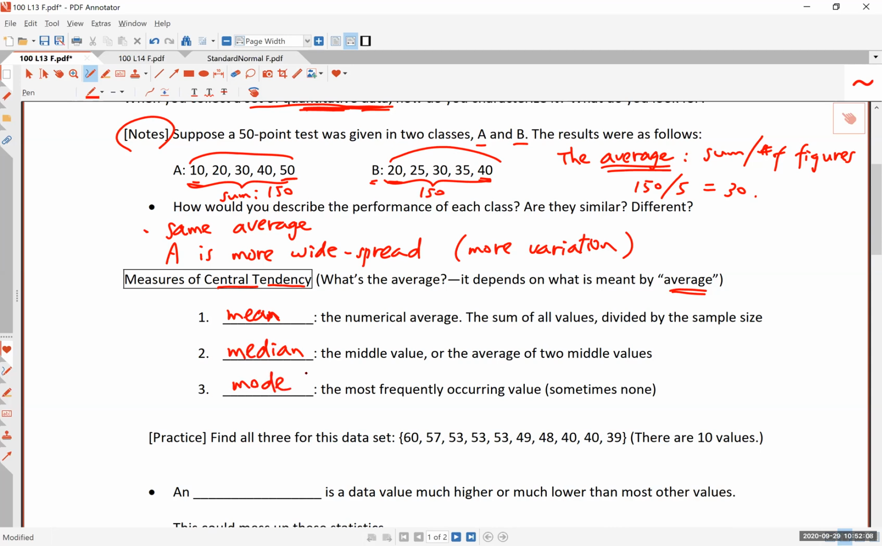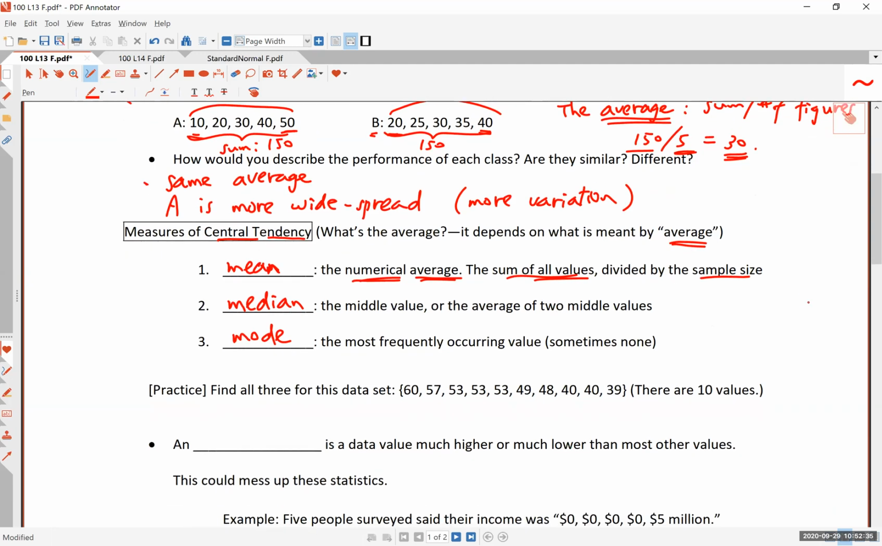If you haven't, that's okay. The mean is what we normally call the average, the numerical average. You add up all the numbers, the sum of all the values, and then you divide it by how many values you have, or the sample size. In this case, the sample size was 5, right? There were 5 in each sample set. And so you divide the sum 150 by 5. And we found out in both of these sections, A and B, the average, or the numerical average, the mean was 30.